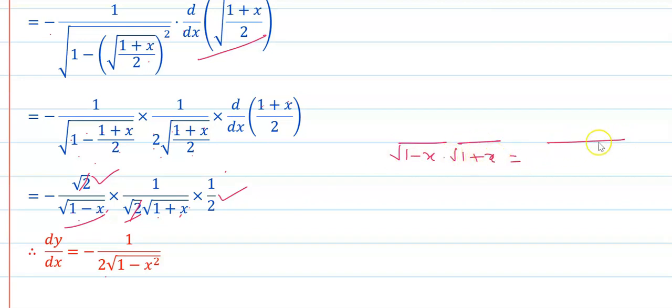The index of both is the same. Then we can write, by using the law of indices, 1 minus x and 1 plus x. Then you will get root of 1 minus x square, and hence 1 upon root of 1 minus x square. This is dy by dx is equal to minus 1 upon 2 root of 1 minus x square.